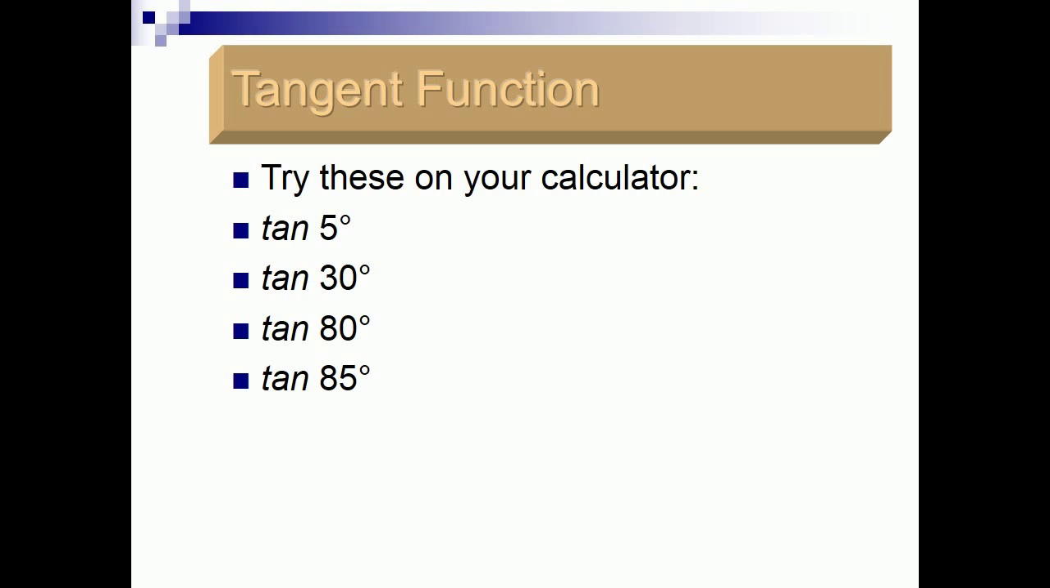Try these on your calculator: tan 5 degrees, tan 30 degrees, tan 80 degrees, tan 85 degrees. Tan 5 degrees equals 0.087. Tan 30 degrees equals 0.577. Tan 80 degrees equals 5.671. Tan 85 degrees equals 11.430.